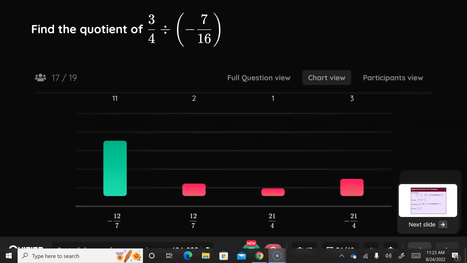So we need to make sure that we keep the 3/4, change division to multiplication, and then the reciprocal of negative 7/16 is negative 16 over 7. The negative stays, and since we're multiplying different signs, our quotient has to be negative. And then make sure you simplify when you're done. Negative 12/7 is our solution.